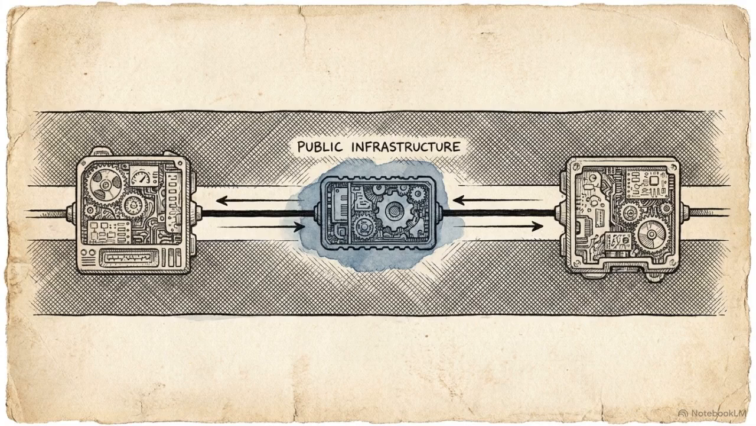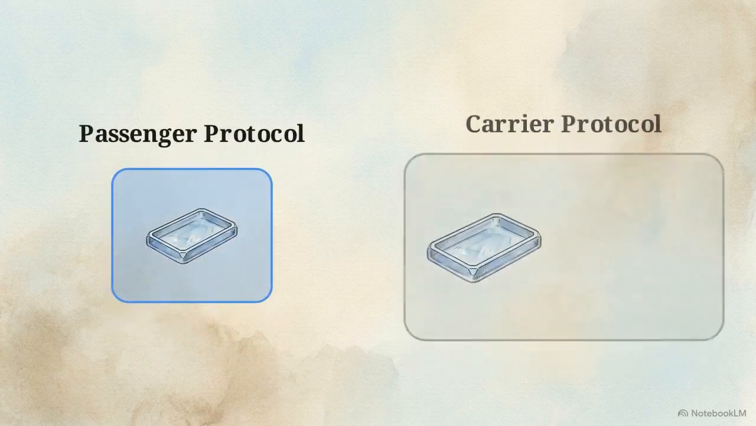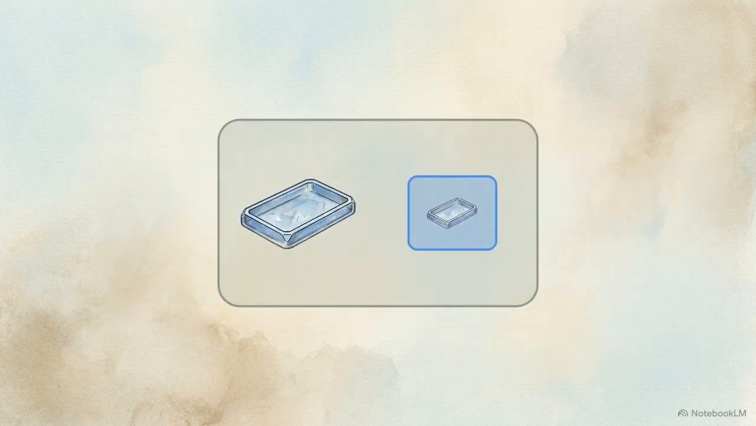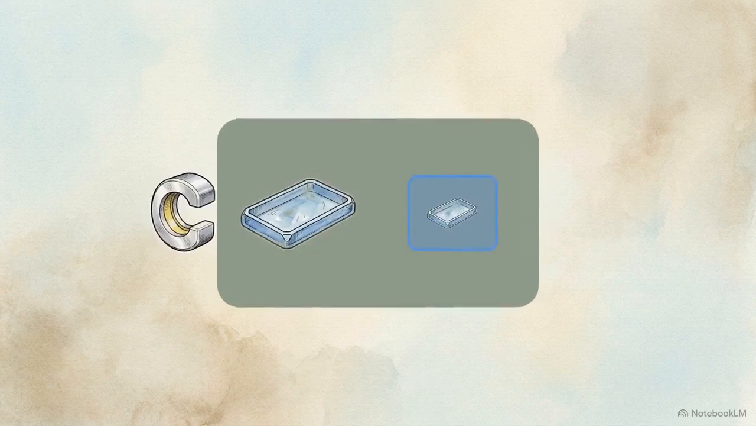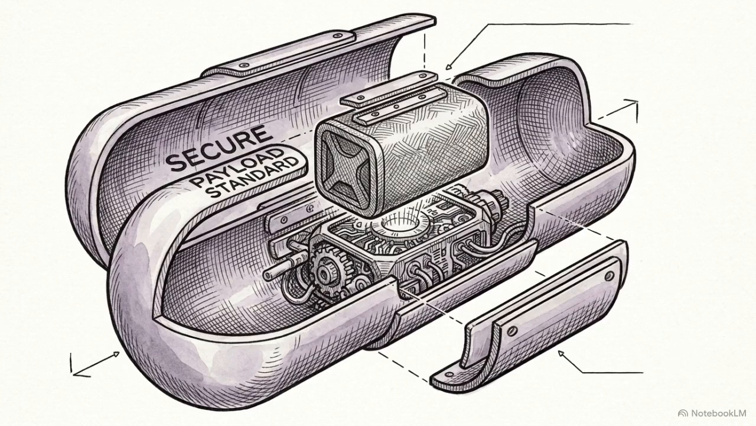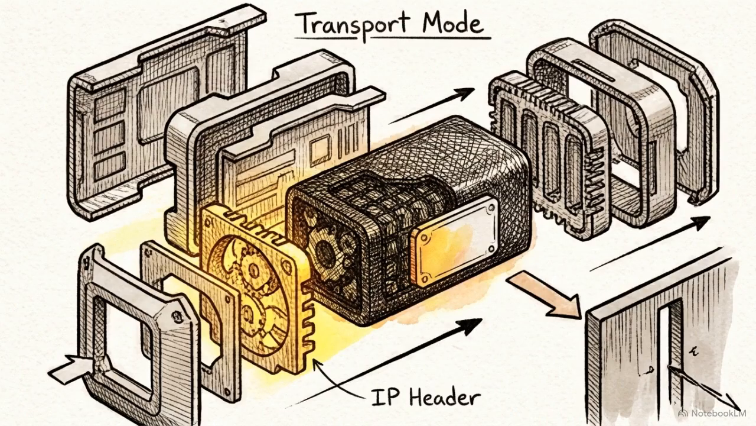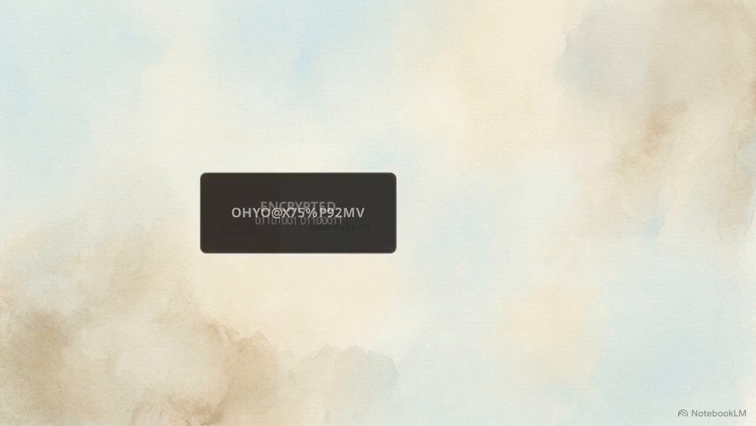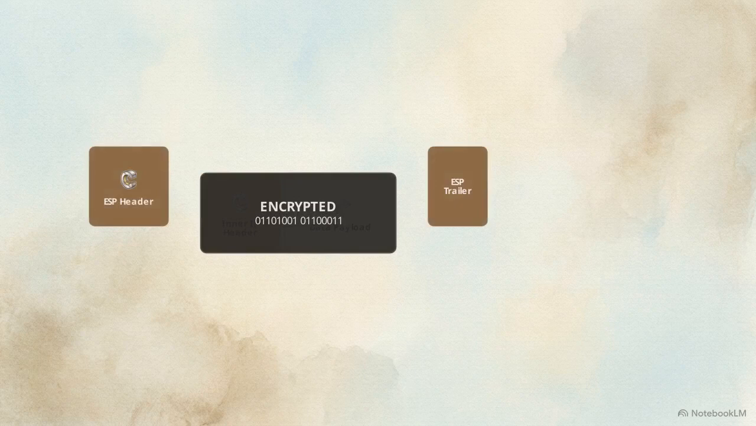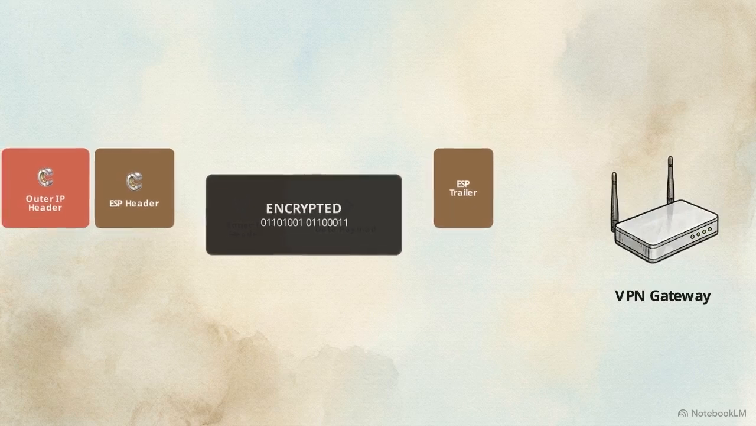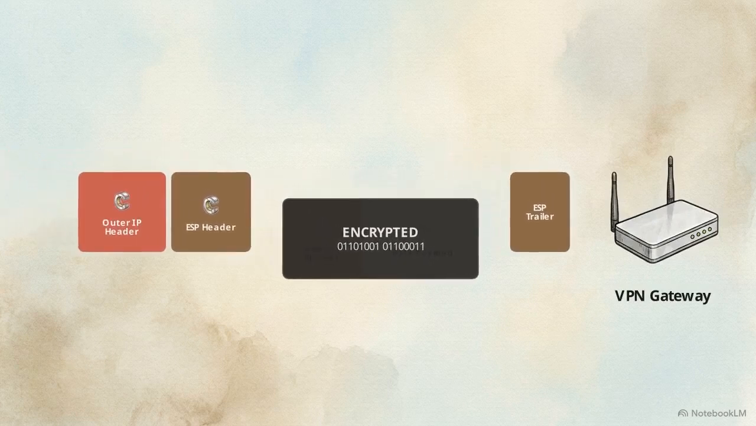Securing data over public infrastructure requires a modification of these rules through tunneling. Tunneling is recursive encapsulation, the process of wrapping a passenger protocol entirely inside a carrier protocol. The IPSec suite utilizes the Encapsulating Security Payload, or ESP. In transport mode, the system encrypts only the payload, leaving the original IP header visible to anyone monitoring the traffic. In tunnel mode, the entire original IP packet is encrypted into an unreadable block, protected by an ESP header and trailer. To route this encrypted block, the system appends a new, unencrypted outer carrier header. This directs the traffic to a VPN gateway.